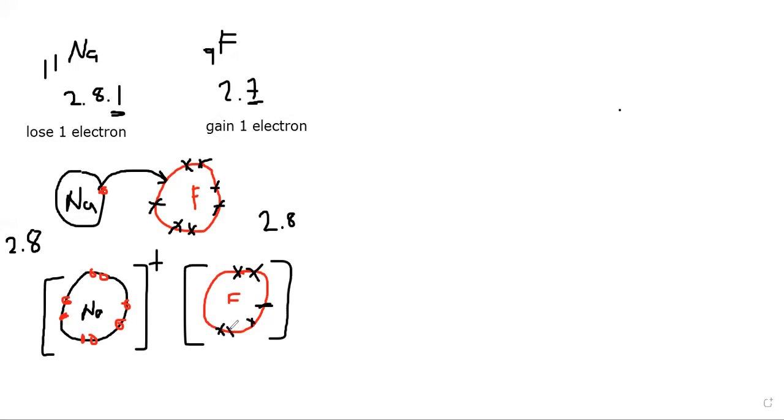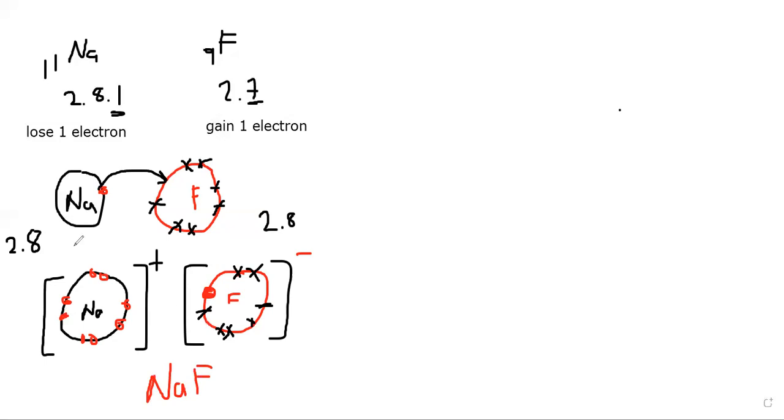Two, 4, 6, 7 electrons, plus it gained 1 electron from sodium, so that's 8. If it gains an electron, it will have an extra negative charge. So these are the two ions that are in the compound sodium fluoride. You have a sodium ion and a fluoride ion. This is what you're accustomed to from ionic bonding.